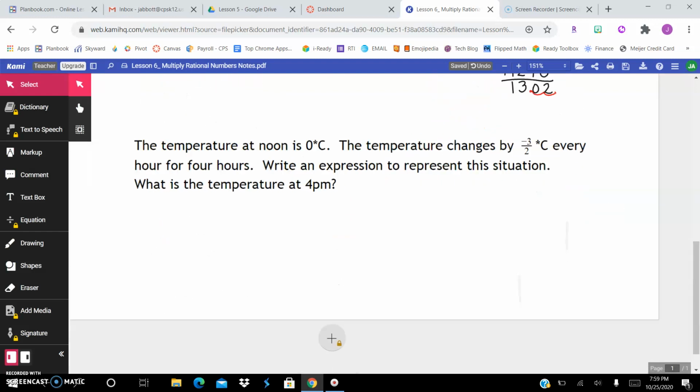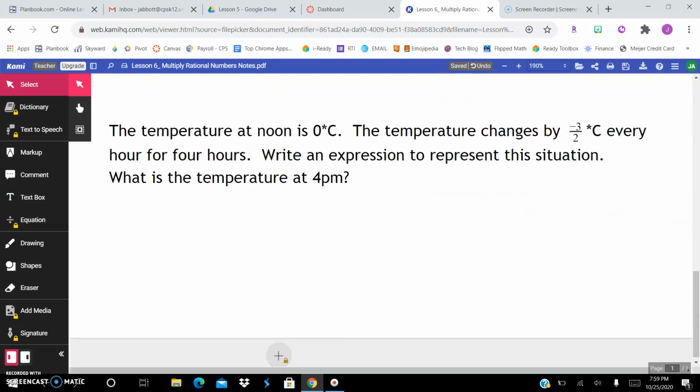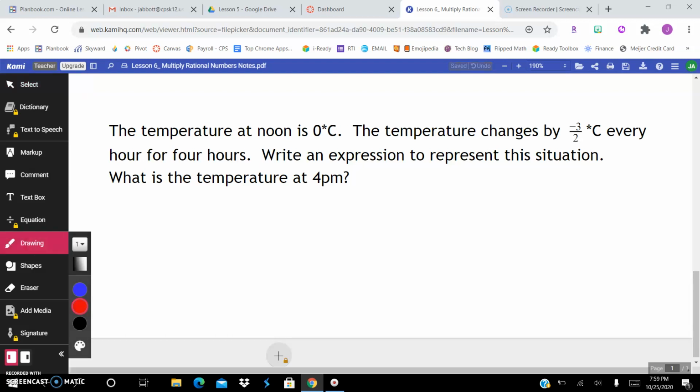And for our last example, the temperature at noon is 0 degrees Celsius. The temperature changes by negative 3/2 of a degree Celsius every hour for 4 hours. Write an expression to represent this situation, and then what is the temperature at 4 p.m.? So this question has 2 parts. The first one says, write an expression.